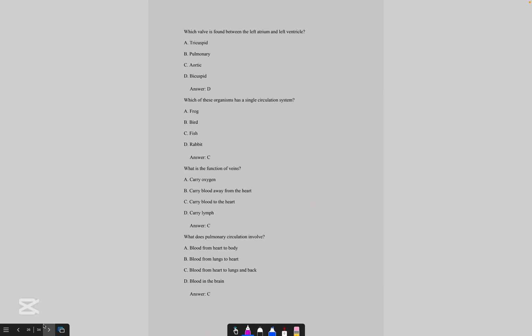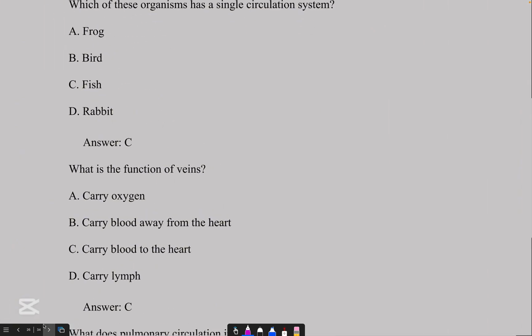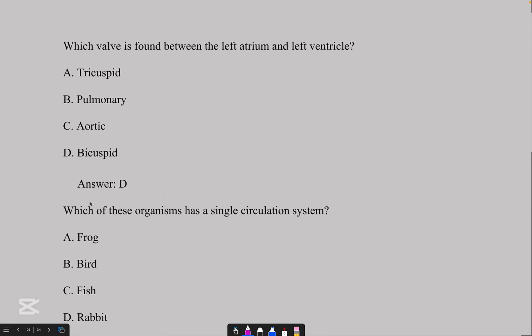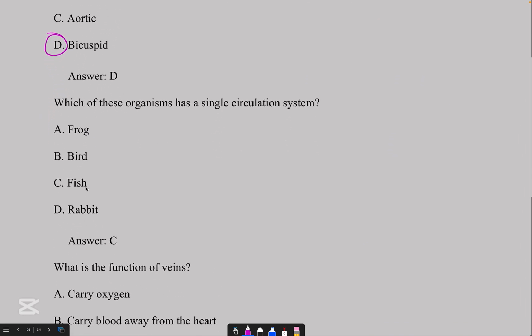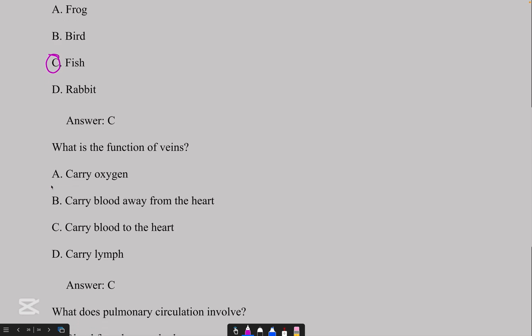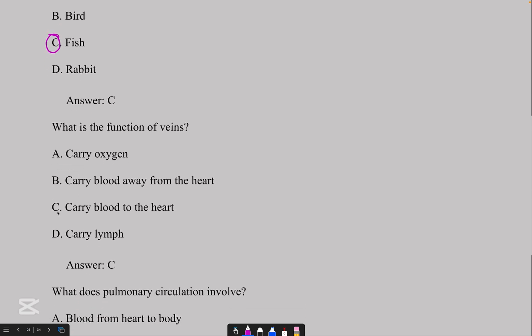Let's see the next ones quickly. Now, which valve is found between the left atrium and the left ventricle? Left atrium, left ventricle is the bicuspid valve. Right atrium, right ventricle, tricuspid. Which of these organisms has a single circulatory system? It's fish. All right. What is the function of veins? Carry blood to the heart. What kind of blood? Deoxygenated blood.